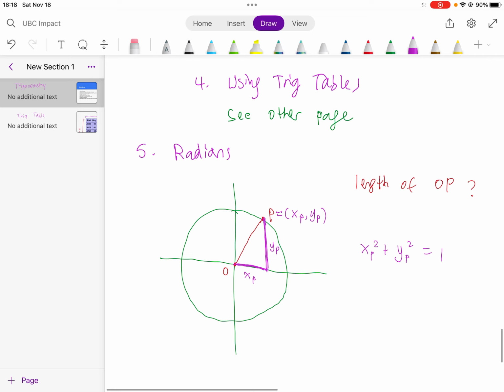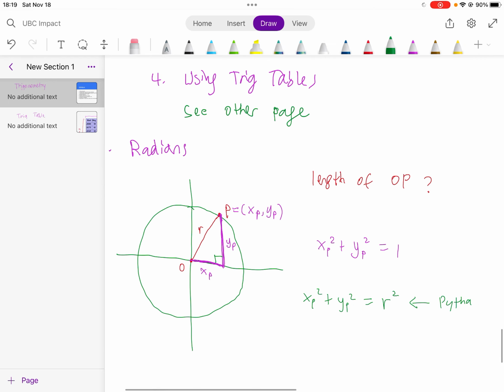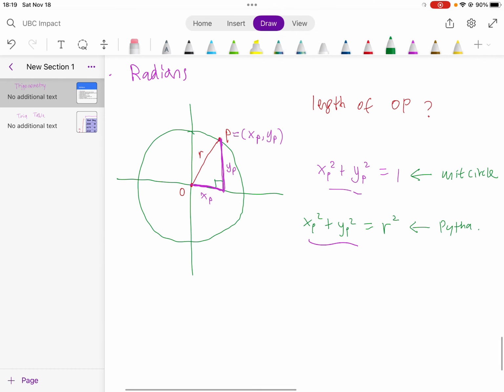And so by the Pythagorean theorem, and let's call this one R. I'm going to explain why it's called R later. But by the Pythagorean theorem, XP squared plus YP squared has to equal R squared, right? Because that's how right triangles work. And so if you have this equation from Pythagoras, and you also have this one from the unit circle, notice that their left sides are identical, which means that their right sides have to be identical as well, which means R squared is equal to 1.